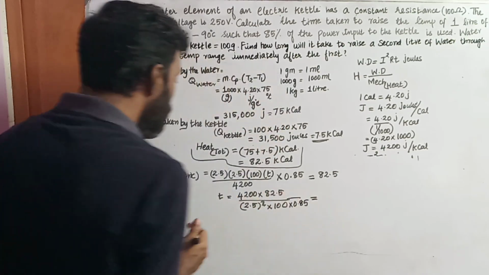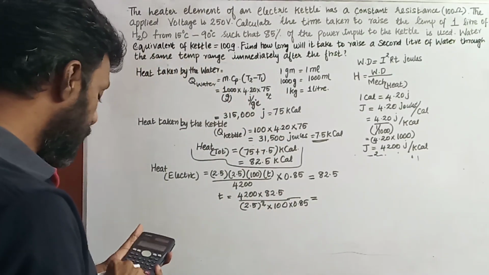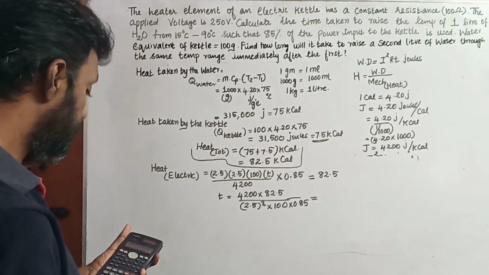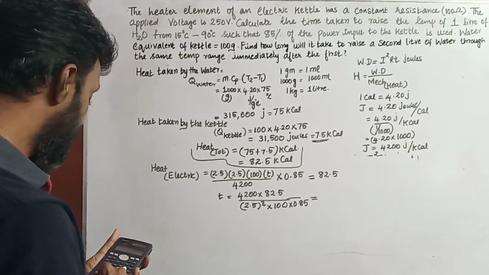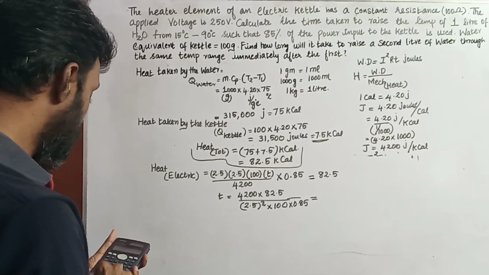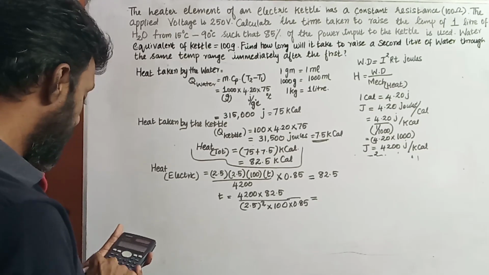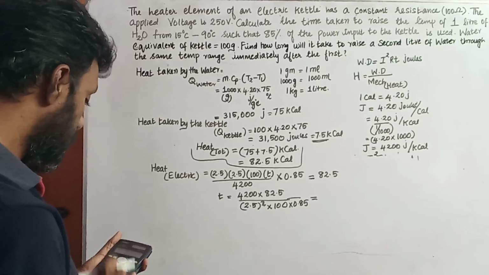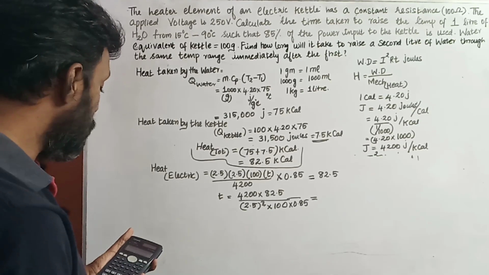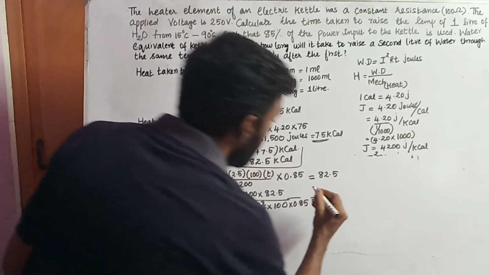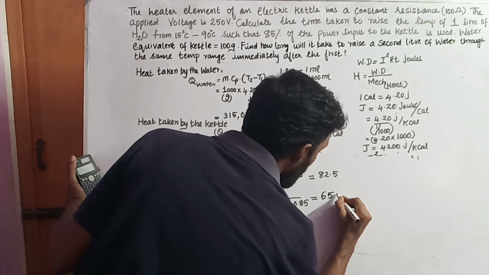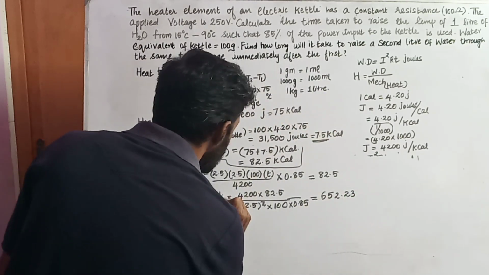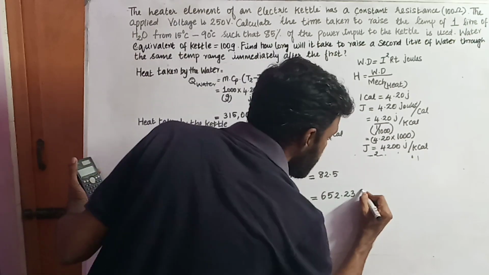So if I do it, the time period will be 4200 into 82.5 divided by 2.5 divided by 2.5 divided by 100 divided by 0.85. So the value will be 652.23. Since this is a time, the unit will be in seconds.